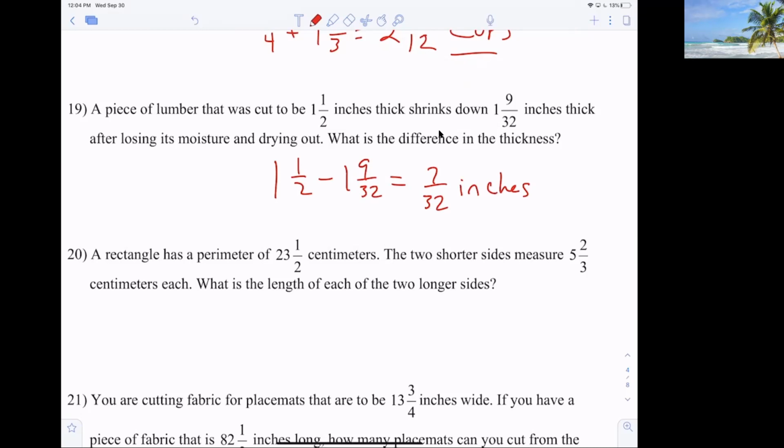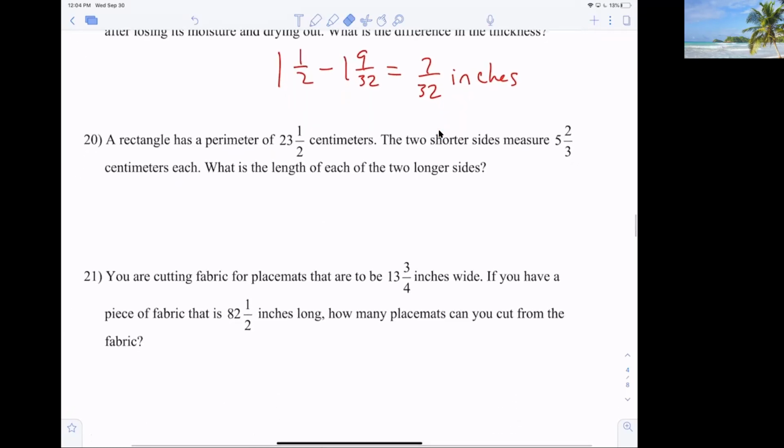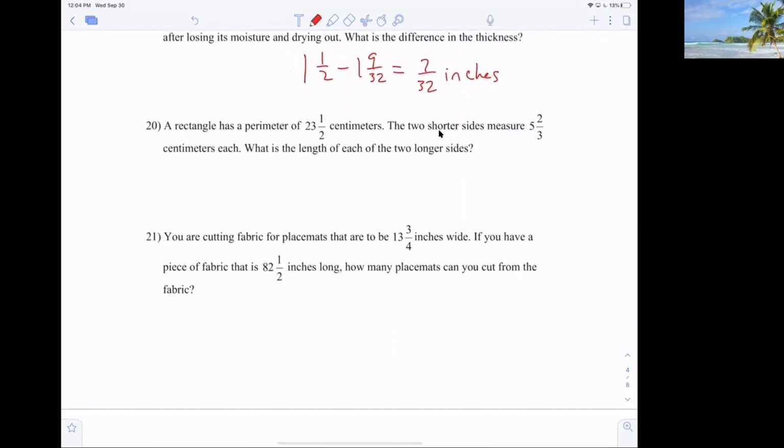All right, next, read. A rectangle has a perimeter of 23 and 1/2 centimeters. The two shorter sides measure 5 and 2/3 centimeters each. What is the length of each of the two longer sides? All right, so you got a hard one. I want everybody to put a highlight on this one. I'm going to give you 1 minute. He's going to tell me what he thinks the answer is, but this one's a tricky one. So my recommendation is draw it, and then you can figure it out. But I'm going to give you another 45 seconds. Go. Everybody's trying. Draw the picture. Label it.